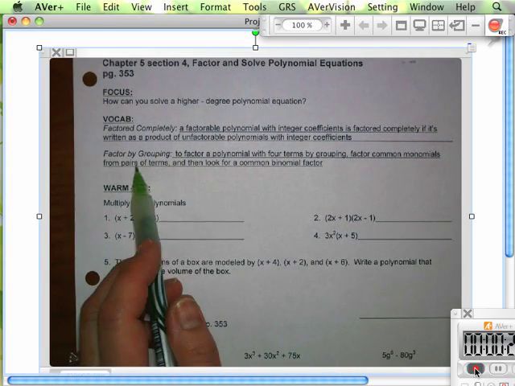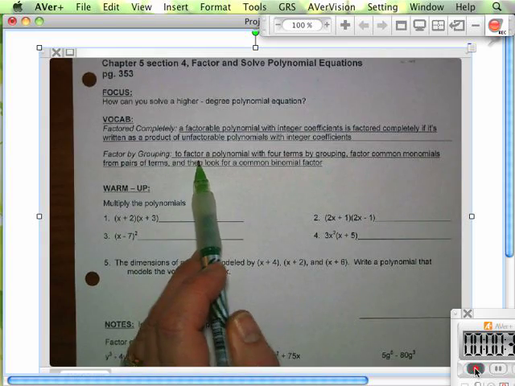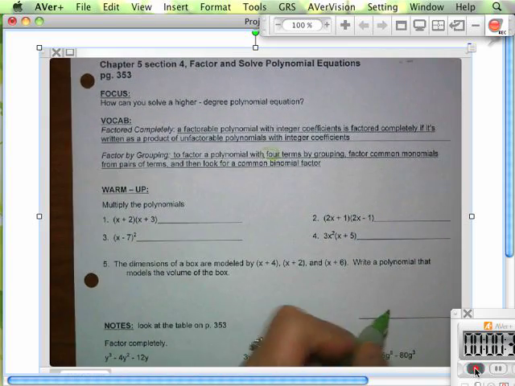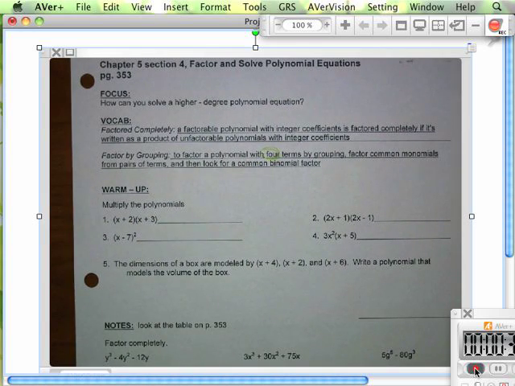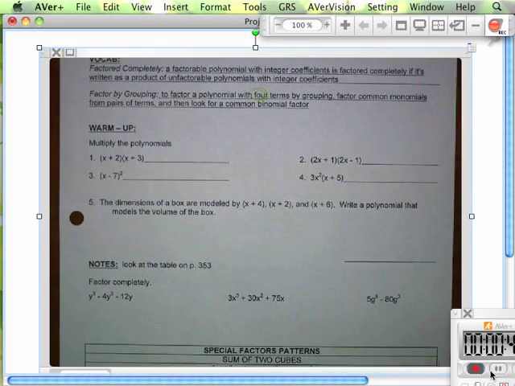Factor by grouping was a way that you probably learned already. You should have learned already. It's to factor a polynomial with 4 terms by grouping. Factor common monomials from pairs of terms and then look for a common binomial factor, and we'll look at that later. So take just a minute to do the warm-up.